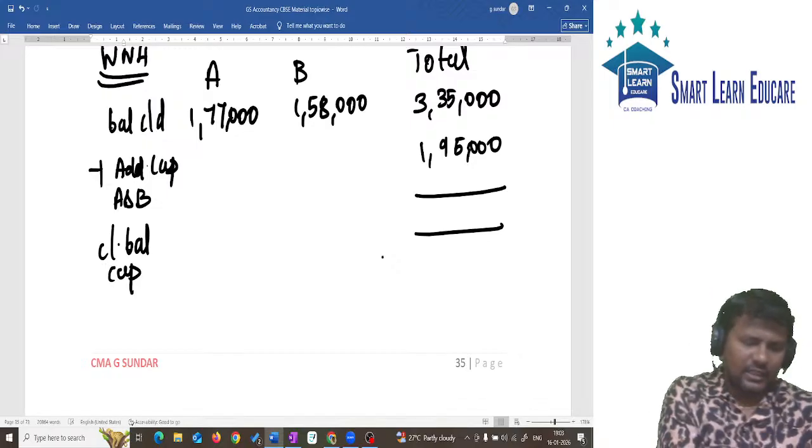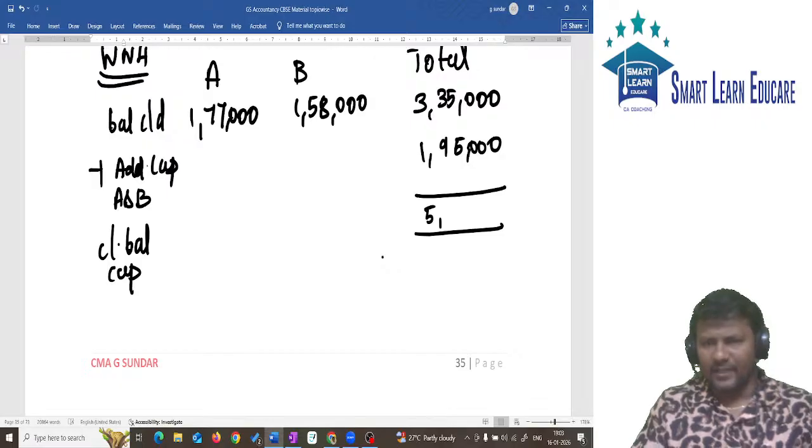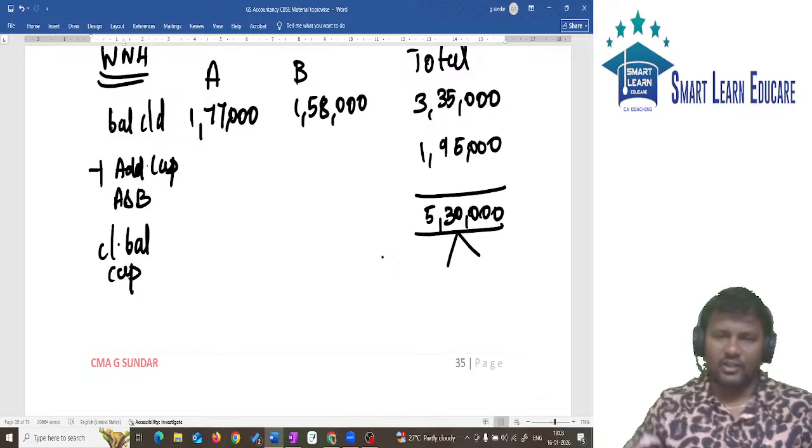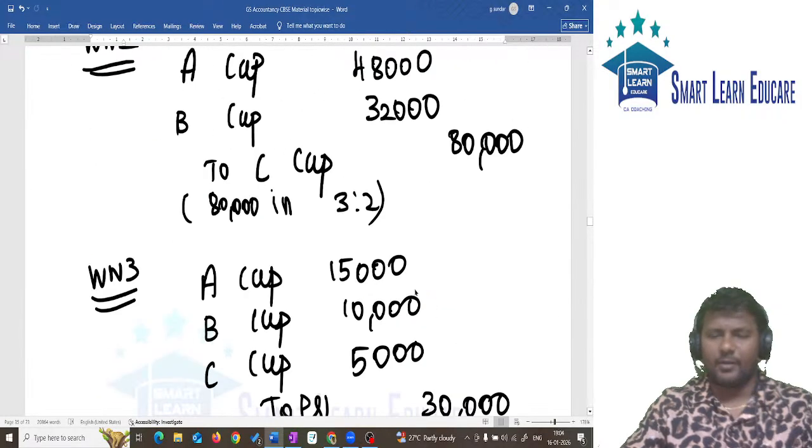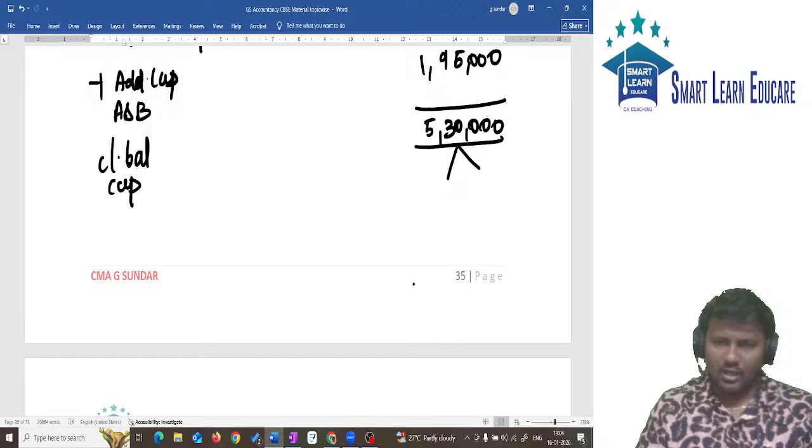It is 3 lakh 35,000 plus 1 lakh 95,000, which gives you a total capital of 5 lakh 30,000. This 5 lakh 30,000 is the total capital of the firm, and you share it in the profit sharing ratio. What is the profit sharing ratio? What is the new ratio given in the question? Already one partner retired. The new ratio is 3:2.